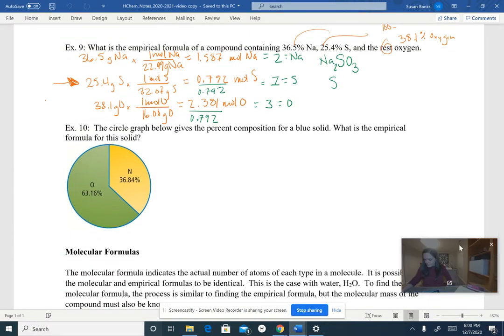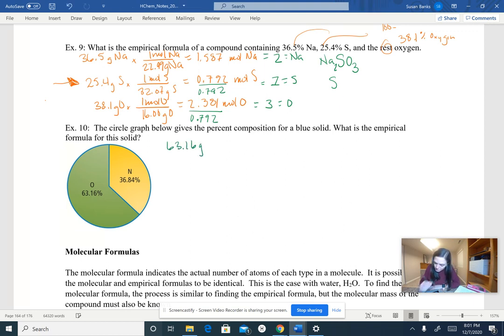Sorry. Not fun. Okay, the circle graph below gives the percent composition for a blue solid. What is the empirical formula? So we know that we have 63.16% oxygen, and we know that we have 36.84% nitrogen. We just need to pretend that we've got 100 grams of this stuff. So what's my next step? Do you say to get moles? Yeah, we do. So we would have 63.16 grams of oxygen.